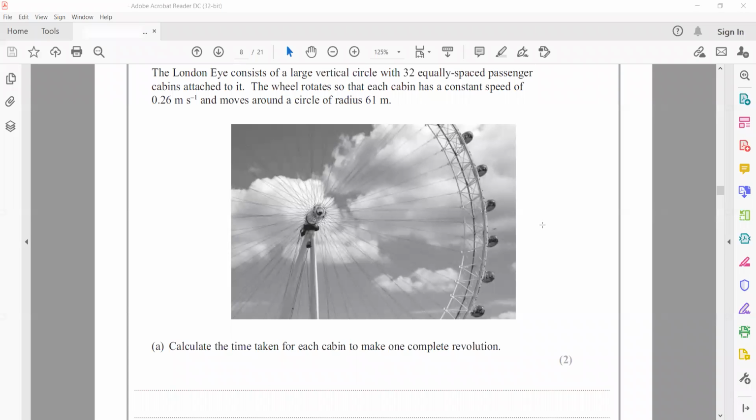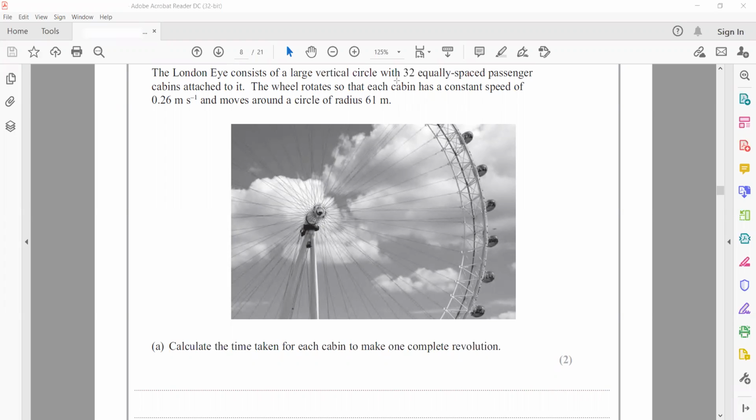In this question, the London Eye consists of a large vertical circle with 32 equally spaced passenger cabins attached to it. The wheel rotates so that each cabin has a constant speed of 0.26 meters per second and moves in a circular track of radius 61 meters. So we have to calculate the time.